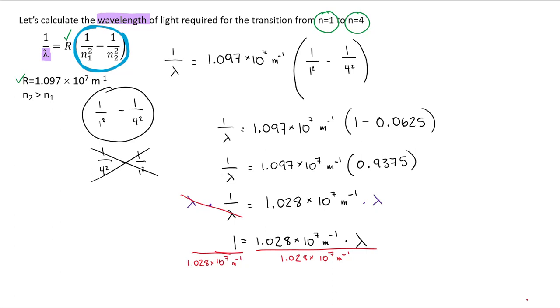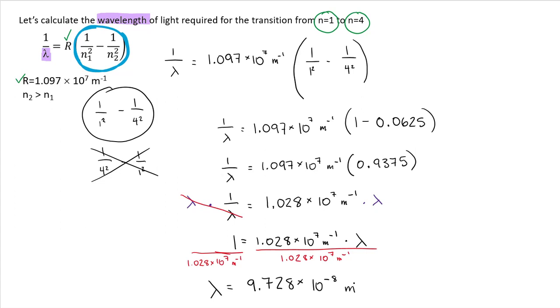So your answer then for the wavelength of light that is required to raise an electron from n equals 1 to n equals 4 is 1 divided by 1.028 times 10 to the 7th. That gives you 9.728 times 10 to the minus 8th meters. I think I might have done something wrong. I'm doing this with you guys on my calculator. Let me just double check my math.